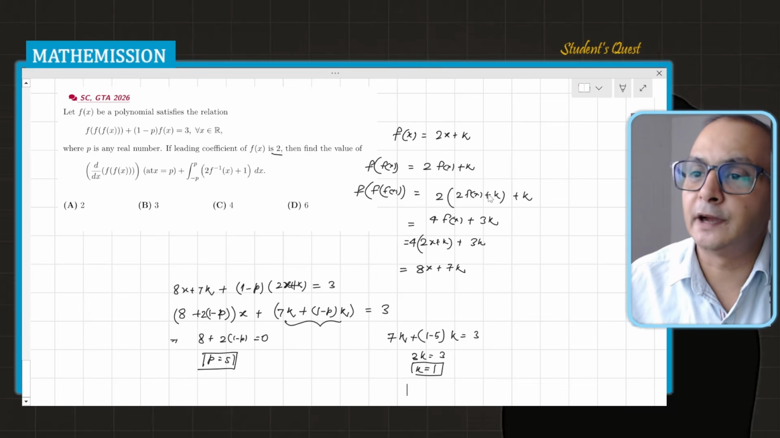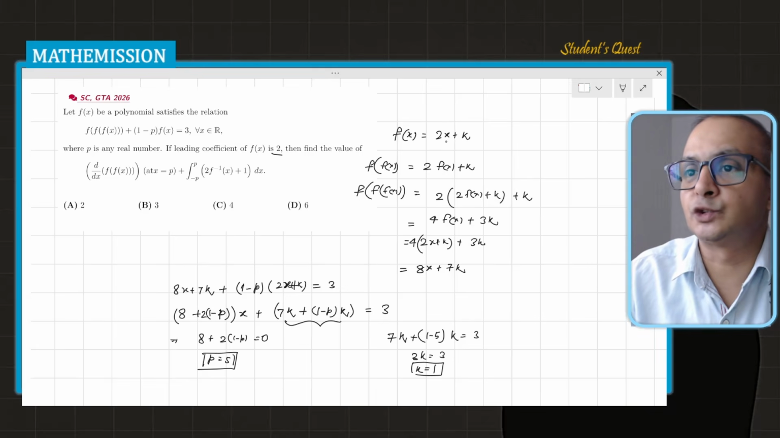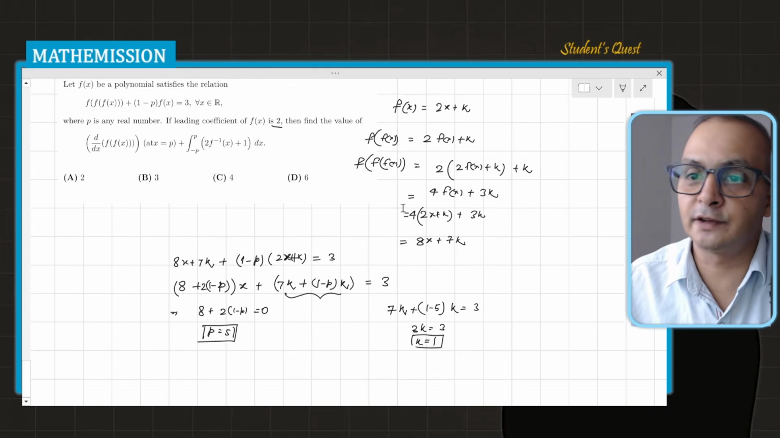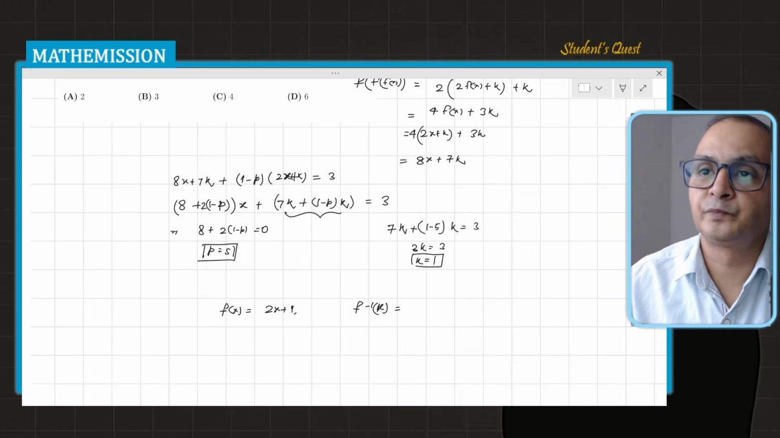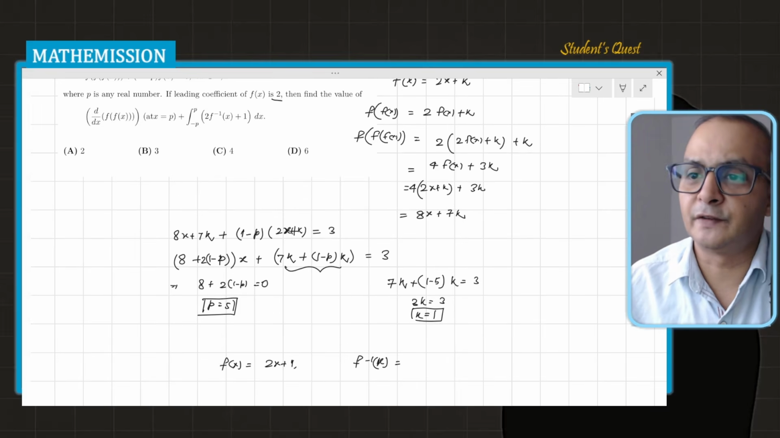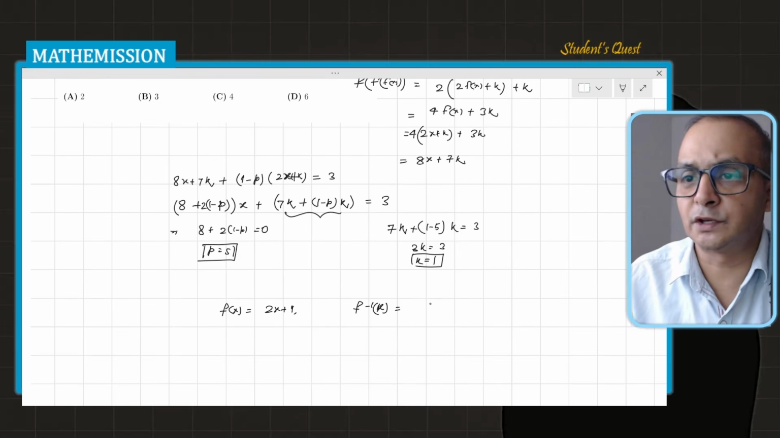It means I identified both of these things. The function is 2x plus 1 and the p value is 5. So the function is equal to 2x plus 1. They are asking the inverse also in the question, so f inverse directly we can write: that is (x minus 1) by 2.